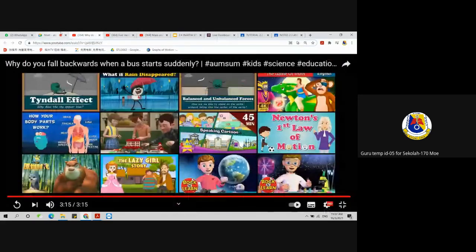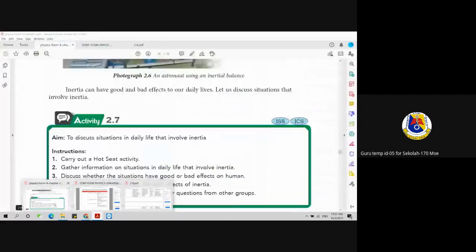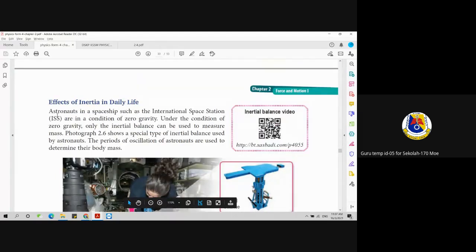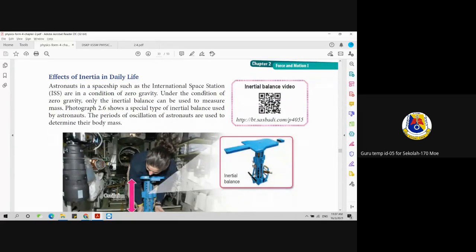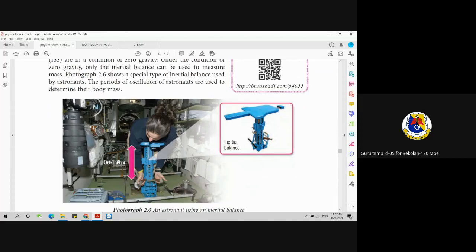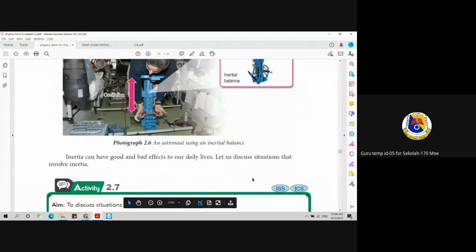Later on we are going to do a physics activity. But before that, this is actually extra knowledge. It talks about astronauts in a spaceship such as the International Space Station (ISS), who are in a condition of zero gravity. Under the condition of zero gravity, only the inertial balance can be used to measure the mass. Shown in figure 2.6, this is a special device that uses the inertia concept.